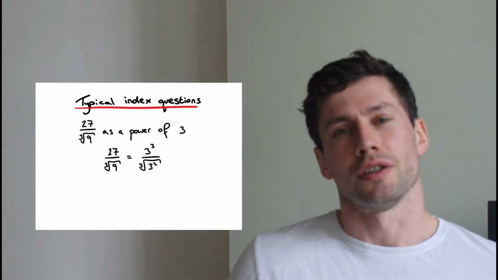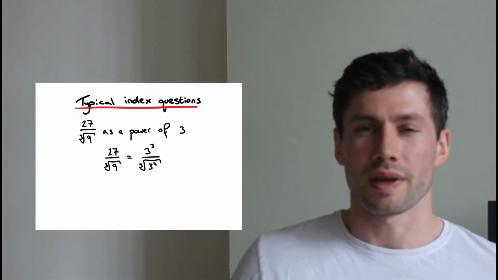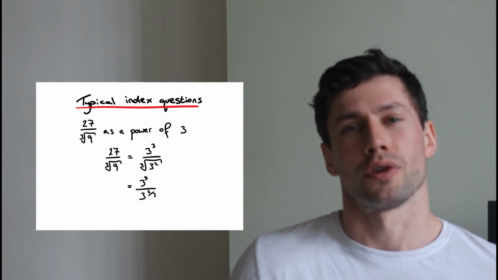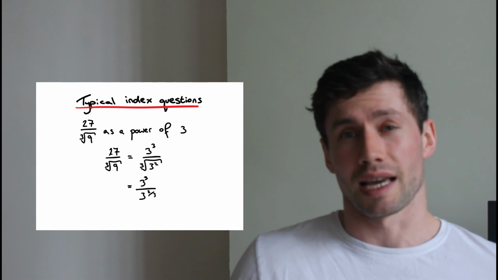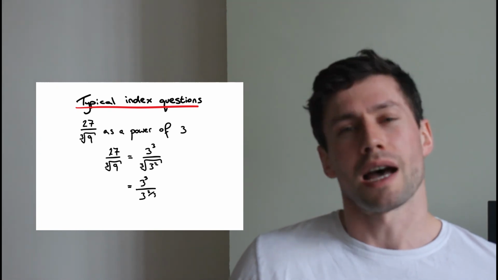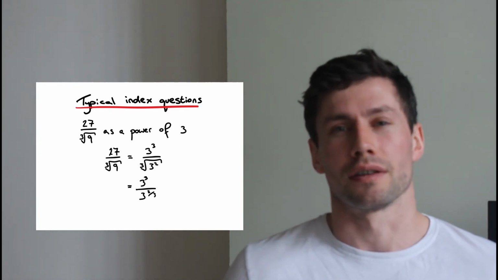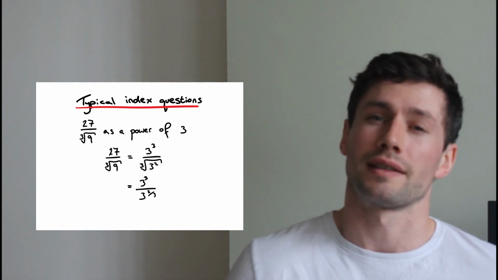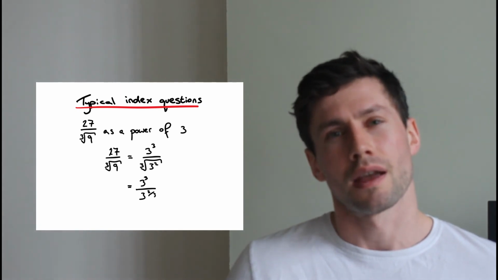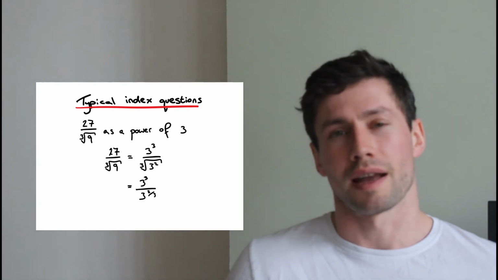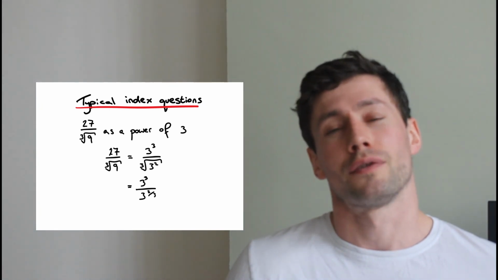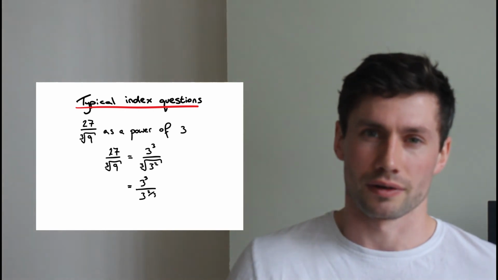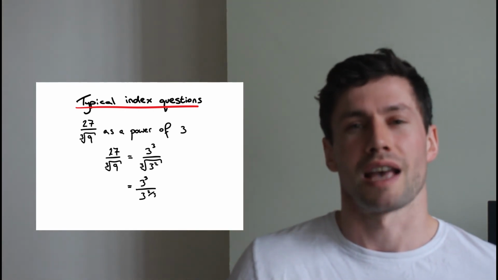Using the fractional indice law backwards, we can now rewrite the bottom line as 3 to the power of 2 over 3, and the top line stays as 3 to the power of 3. We are now at the stage where we are applying the indices laws. In this case, it's one thing divided by another, therefore we subtract the indices. 3 to the power of 3 divided by 3 to the power of 2/3 is 3 to the power of 3 minus 2/3, which is 3 to the power of 7 over 3.